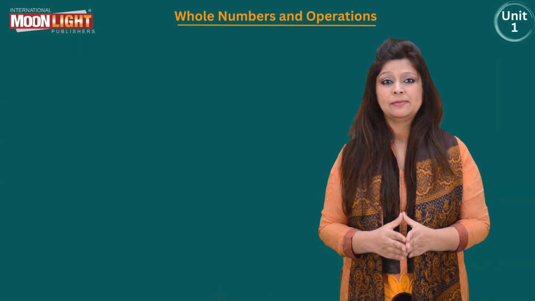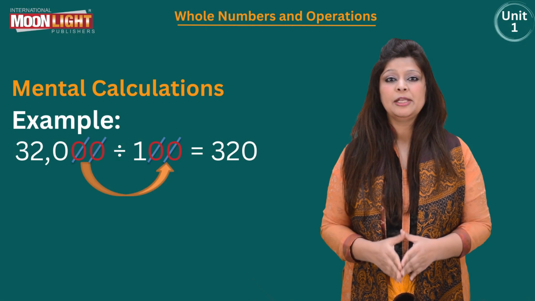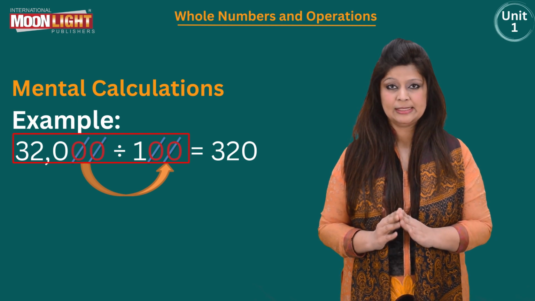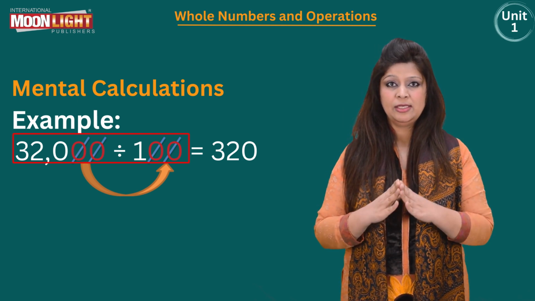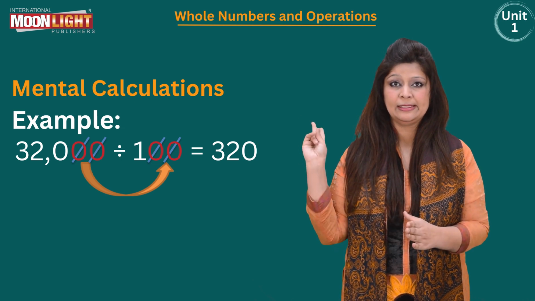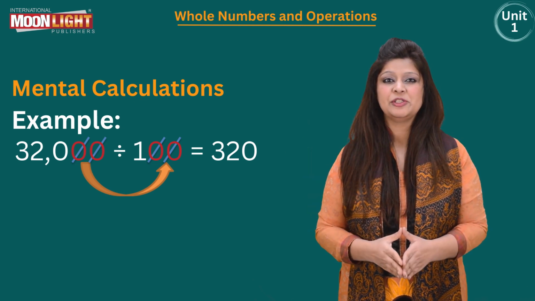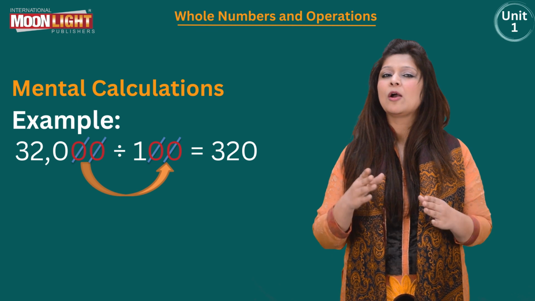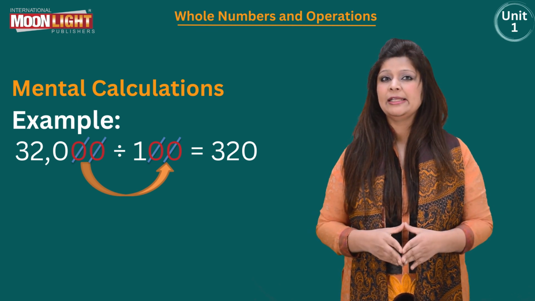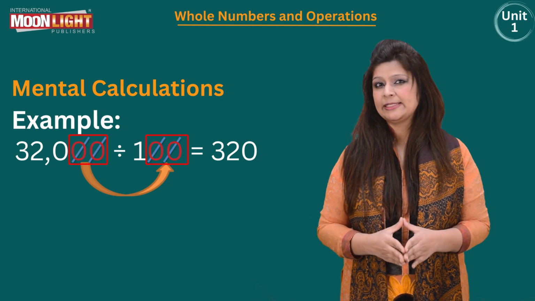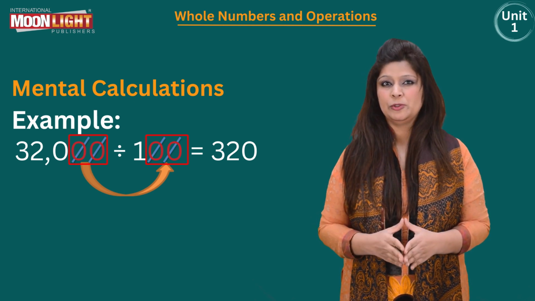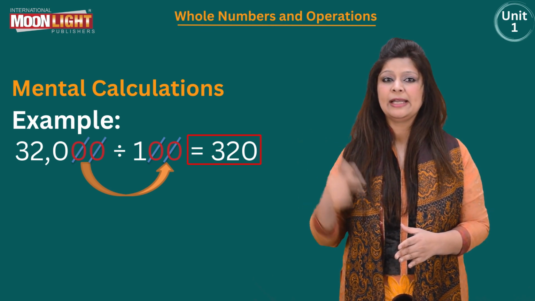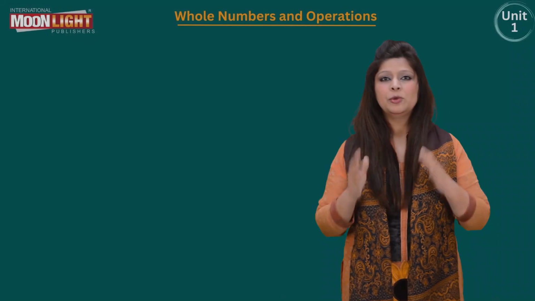Now the next example is the number 32,000 divided by 100. In 100, how many zeros are here? Yes, 2 zeros. And in the dividend, how many zeros are lying at the last? Yes, there are 3 zeros. So, what to do? Should I cut the 3 zeros? No, I will cut the zeros according to the divisor. As in the divisor there are 2 zeros, I will cut the last 2 zeros only. So the answer will be 320.